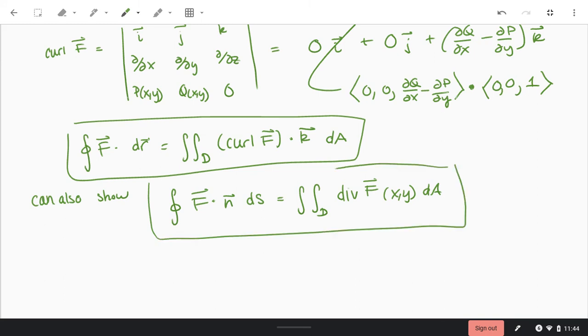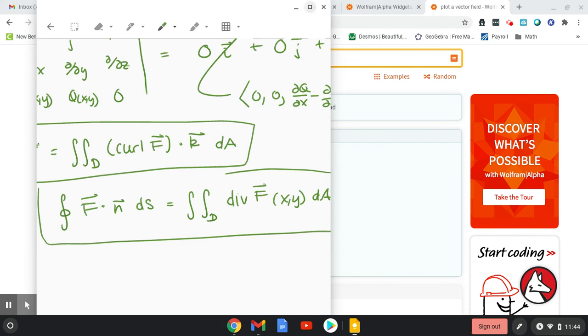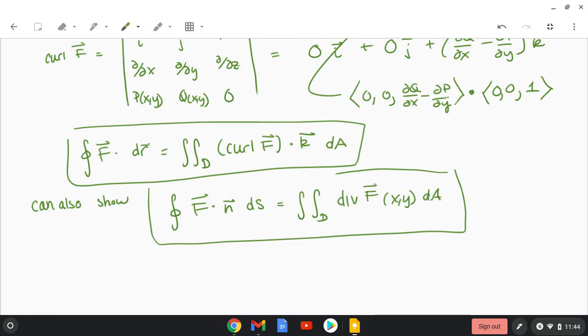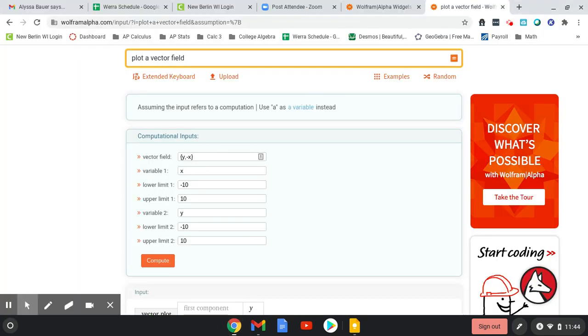Now what I've been kind of talking about doing is I'm going to share with you Wolfram Alpha. Wolfram has some widgets that you can use to help you with these, not necessarily to get answers, but to kind of wrap your brain again around how some of this works.